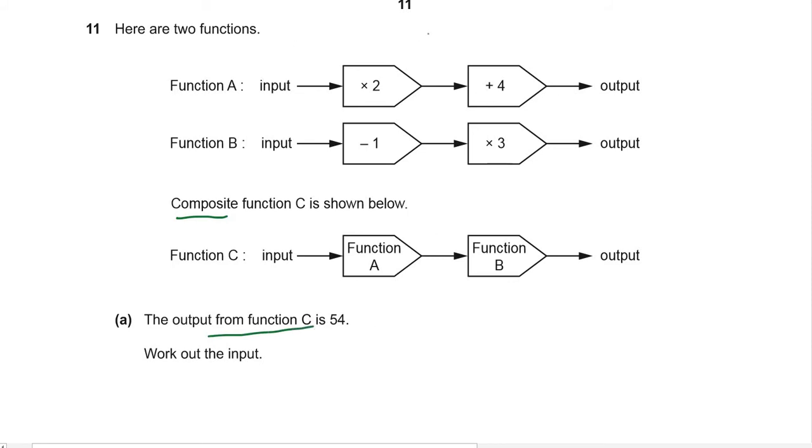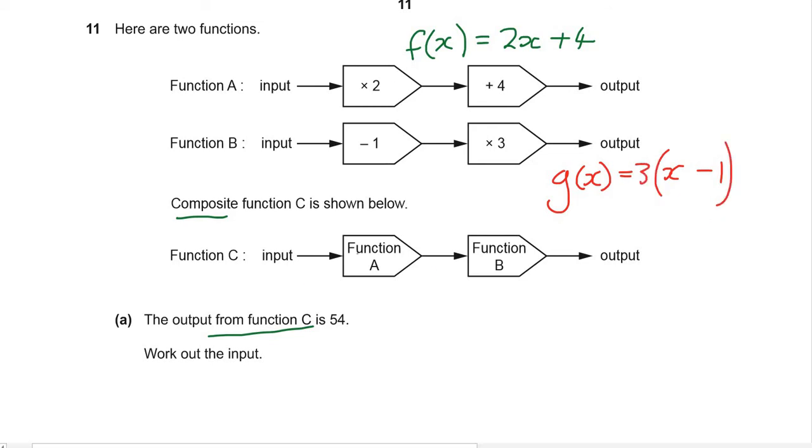So let's write these as functions. Well, for A, I'm going to call it f of x. It takes x and times that by 2 and adds 4 to the answer. This function B, let's call it g of x. What does it do? It takes x and minuses 1 and then times this by 3. We could write times 3 here, but this is just the same as having a 3 here and a bracket.